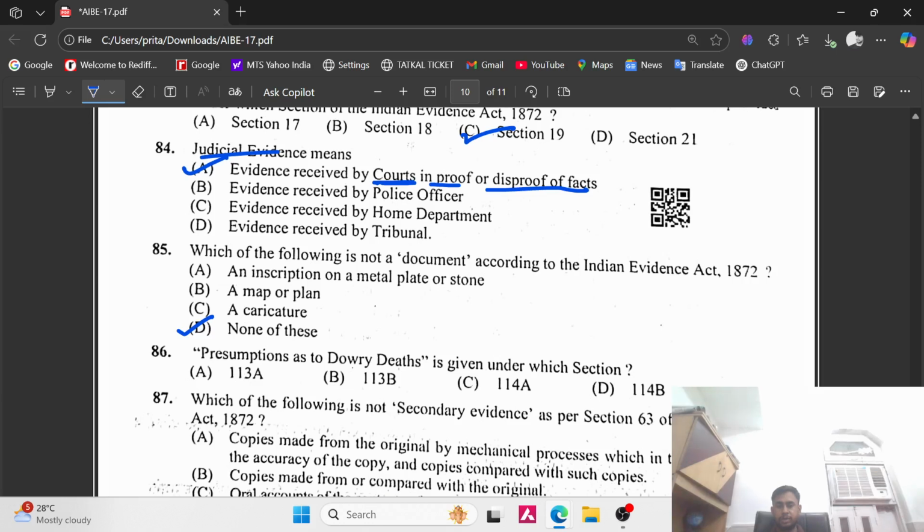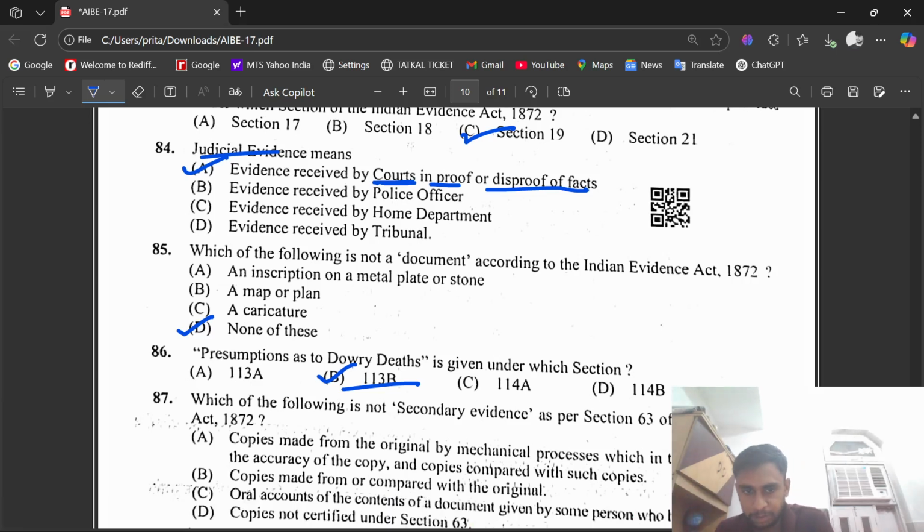Next question, question number 86. Presumptions as to dowry deaths is given under which section? The right option is option B, that is section 113B. Presumption as to dowry deaths is given under section 113B of the Indian Evidence Act.